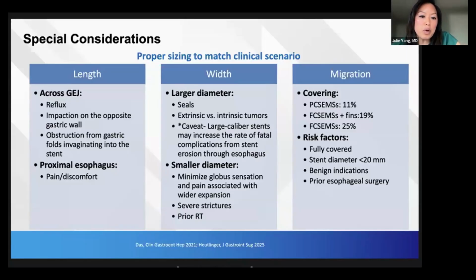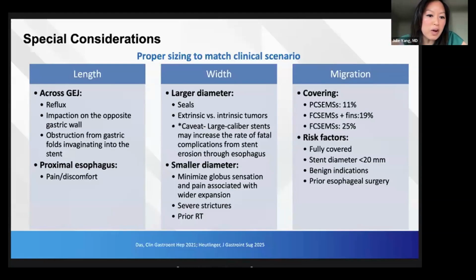So what about situations where you need a smaller diameter? Sort of what we talked about with proximal esophageal areas. You want to minimize that globus sensation and pain. Also with severe strictures. So if you've got a severe high-grade malignant stricture, it's really like a pinhole. All you can do is get a wire through if you're even lucky. You don't want to just open up that area with the largest diameter stent that you can. Sort of akin to the idea of dilation, right?